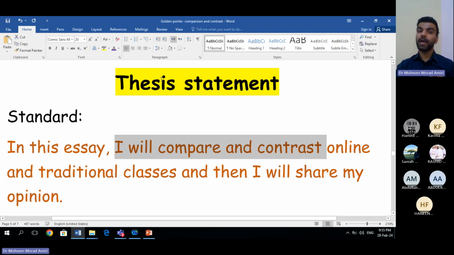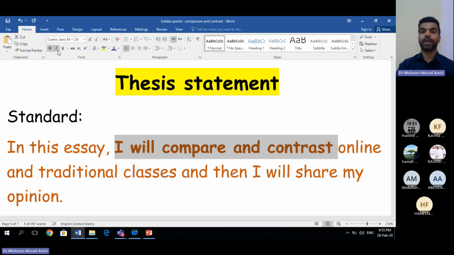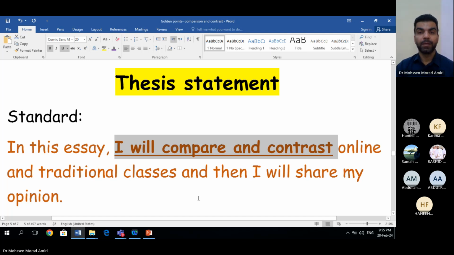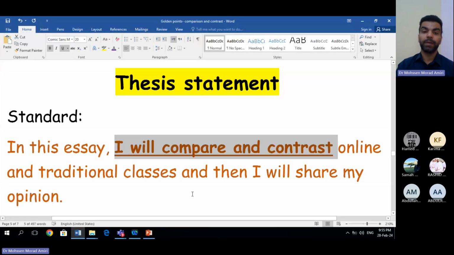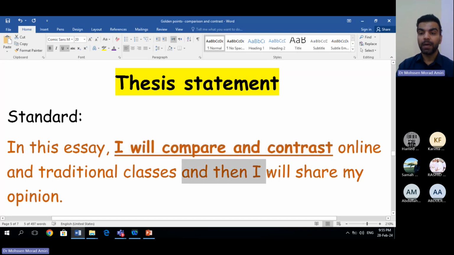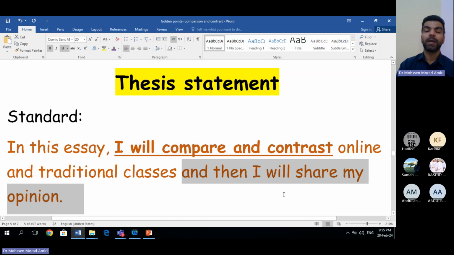Another way that you can use: in this essay, I will compare and contrast. In compare, we write the similarity. In contrast, we write the differences, okay? I will compare and contrast online and traditional classes, and then I will share my opinion. This is one way that you can write. You need to see which way is easier for you.